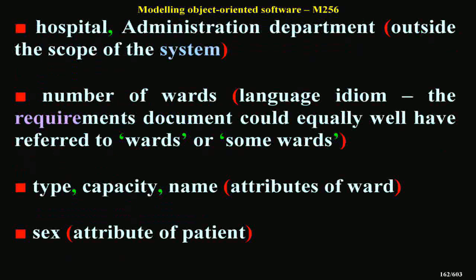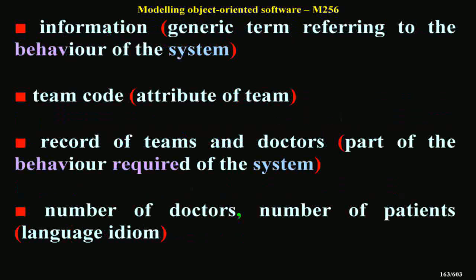Hospital and administration department: outside the scope of the system. Number of wards: language idiom. The requirements document could equally well have referred to wards or some wards. Type, capacity, name: attributes of ward. Sex: attribute of patient. Information: generic term referring to the behavior of the system. Team code: attribute of team. Record of teams and doctors: part of the behavior required of the system. Number of doctors, number of patients: language idiom.